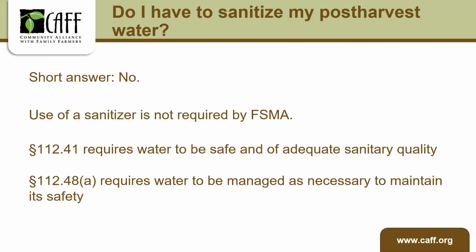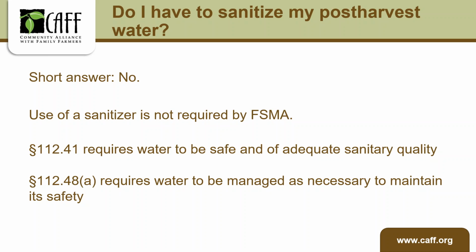However, there are some parts of FSMA that I want to review, and that is part 112.41, where that part of the law requires water to be safe and of adequate sanitary quality. And then 112.48(a) requires water to be managed as necessary to maintain its safety. So this is a question that definitely is in the gray area with FSMA, and we're not sure how it's going to be actually addressed in the real world and in inspections. But farmers have to maintain their water to be safe and of adequate sanitary quality.